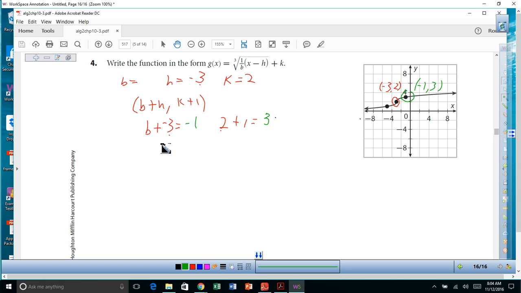Okay, and then if we add 3 to both sides, we get b equals 2. So g of x equals the cube root of 1 over 2, and that's x minus, what is a? Oh, that's plus 3, and then plus 2. So see how you can check which point you're using? You can check it. If it doesn't work, then you're probably using the wrong point.